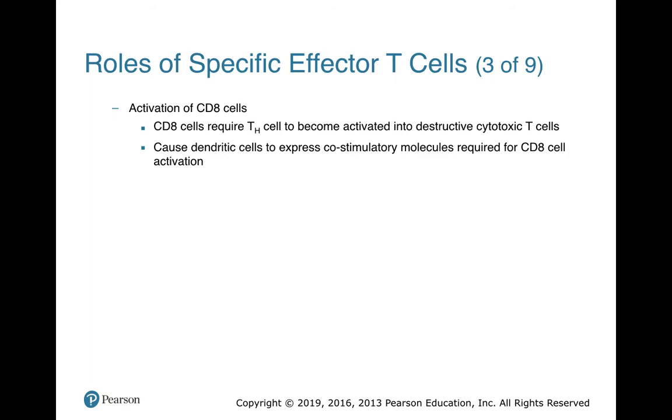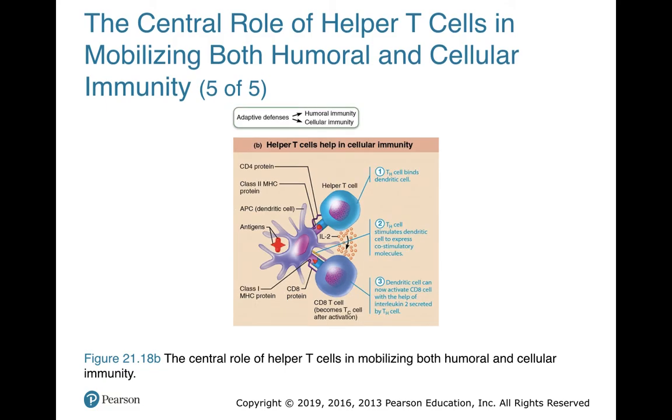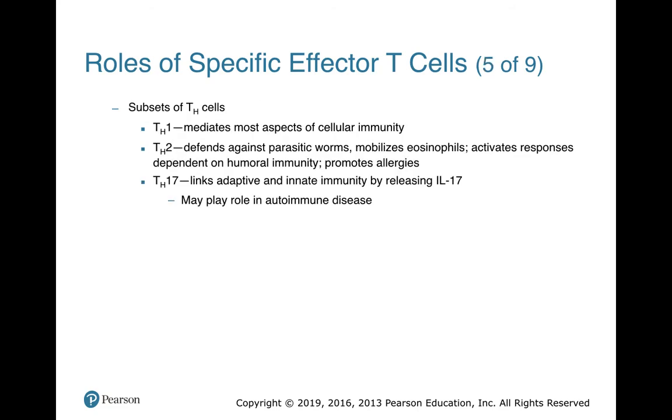CD8 positive T cells require T helper cells to become activated and become the cytotoxic T cells that they are meant to be. They can cause dendritic cells to express co-stimulatory molecules that are required for CD8 cell activation. Effector T cells can also amplify innate defenses. They activate macrophages, making them more angry, potent killers, mobilize lymphocytes and macrophages, and attract other types of white blood cells.